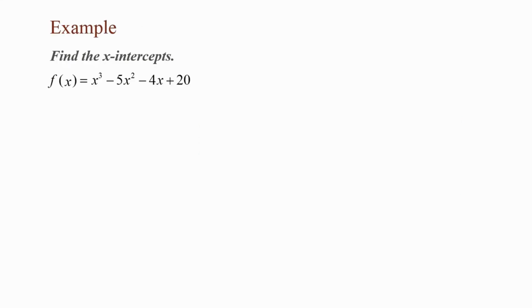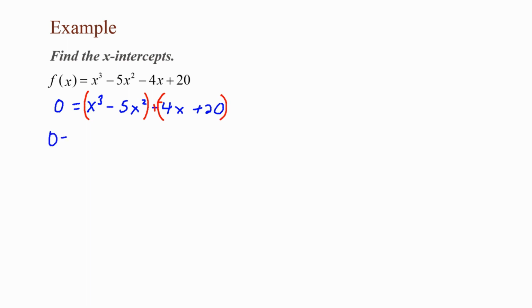In this example, find the x-intercepts of f of x equals x to the third minus 5x squared minus 4x plus 20. Our first step is to replace the f of x with 0. So 0 equals x to the third minus 5x squared minus 4x plus 20. Since there is not a greatest common factor, my only choice is to factor by grouping. So I'm going to group the first two terms together. Keeping the sign with my 4x, I'm going to group the last two terms together.